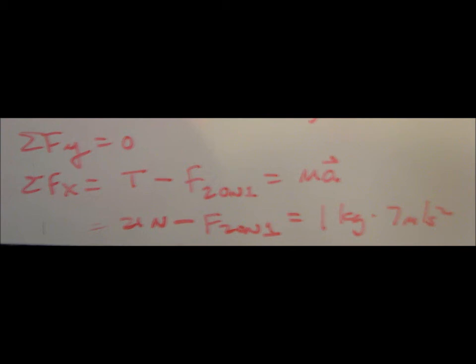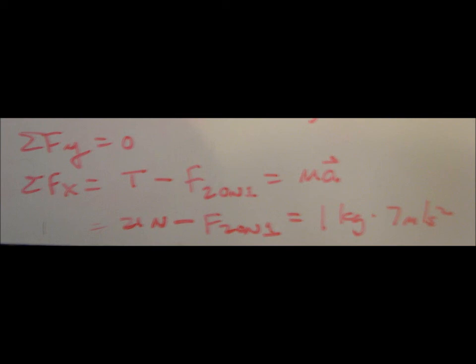We can use this visualization to set up a system of equations that describe the forces on the 1 kilogram block. First, we have the vertical direction. The sum of the forces in the vertical direction is 0 because the normal force is canceled out by the weight. In the x direction, it's more interesting. We have the sum of the forces in the x direction is equal to the tension minus the force of the 2 kilogram block on the 1 kilogram block equal to mass times acceleration.